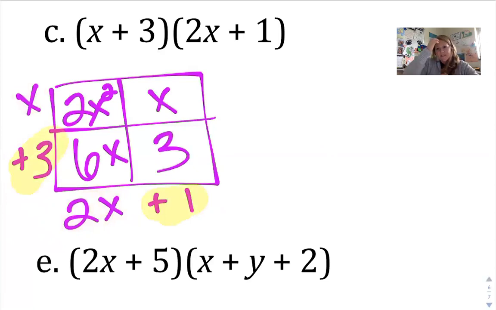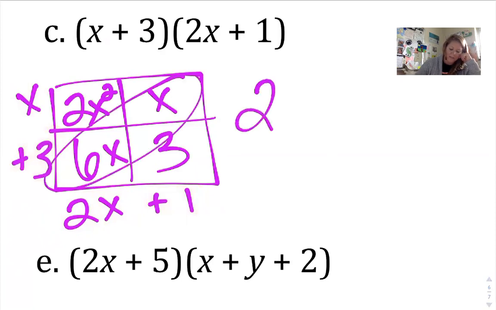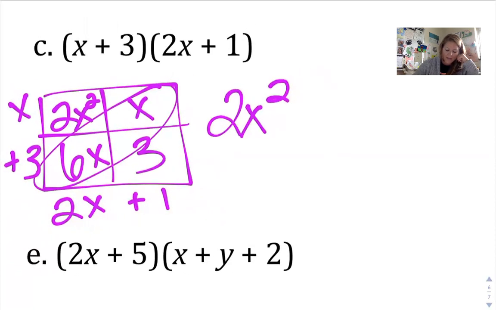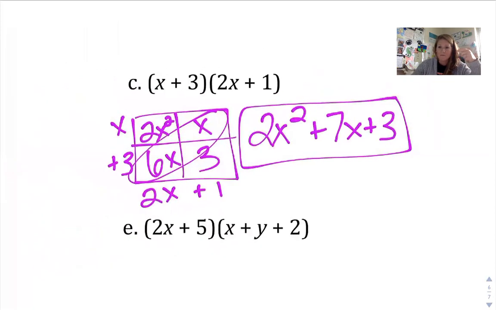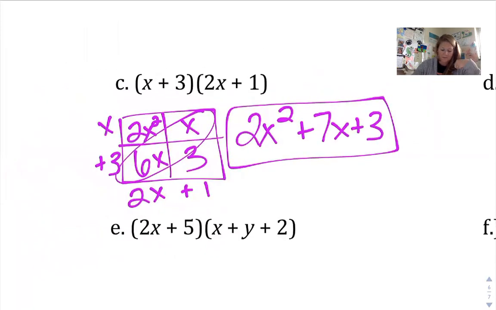A common mistake is that people say, oh, that's 4, because they want to add the positive 3 and the positive 1 together, but you're just multiplying them. So at this point, you are going to combine like terms. You have your 2x squared, which is by itself. We're going to add our 6x and x together to get 7x. And then we have plus 3. And that is going to be our product because we're multiplying those two pieces together.